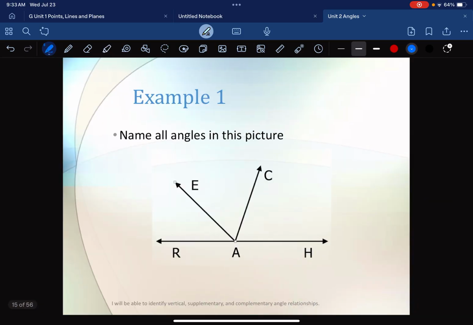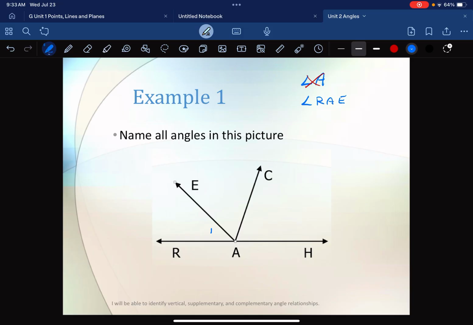So let's just look back as a warm-up to talk about all the angles in this picture right here. I can just tell you right now that angle A doesn't work for us because they're all angle A. They all have a vertex of A, so you can't just use a single letter. So that's out. But let's see if we can name some of these angles. I'll start over here on the left and work my way around. I'm going to put an angle here. Call that angle 1, and that would be angle RAE.